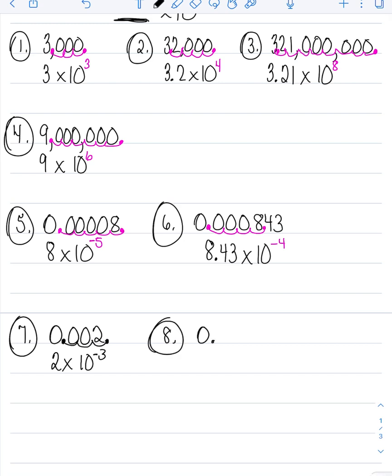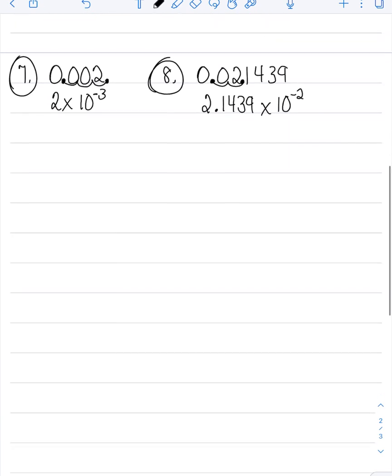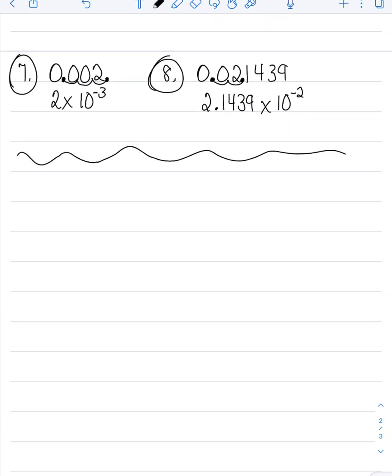So for this, let's write 0.021439 in scientific notation. My decimal's here. I want to move it here. Okay, so this is going to be 2.1439 times 10 to the -2 power. So that's how we go from a number in standard form to a number in scientific notation. Now let's go the other way. So here we're going to go from the scientific notation to a number in standard form.